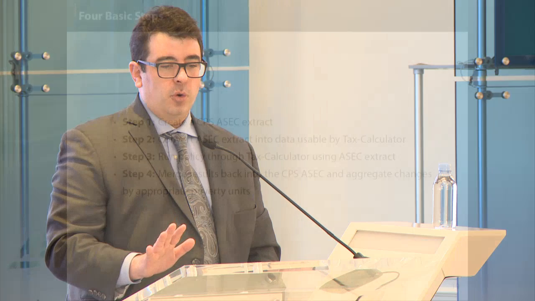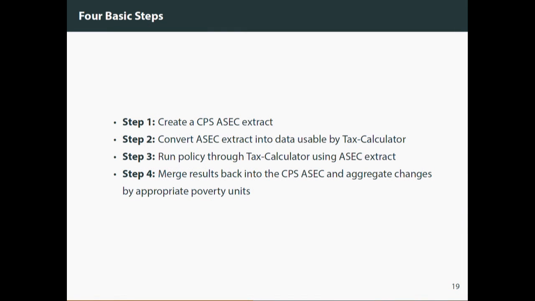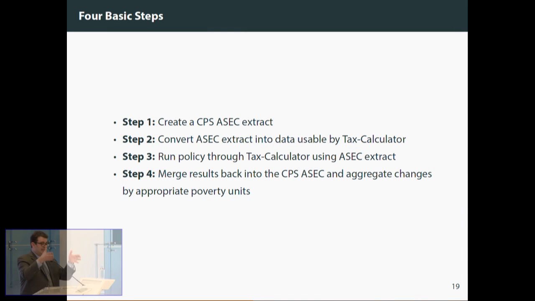Step 1, you're going to create an extract. Step 2 is you're going to take the ASEC extract that you made, which is in individual and household space, and you're going to convert it into tax unit space in a way that is readable by tax calculator. Step 3 is very simple. You're going to run your policy. And step 4 is you're going to merge those results back into your ASEC extract, and you're going to aggregate the policy changes by whatever the appropriate poverty unit is.